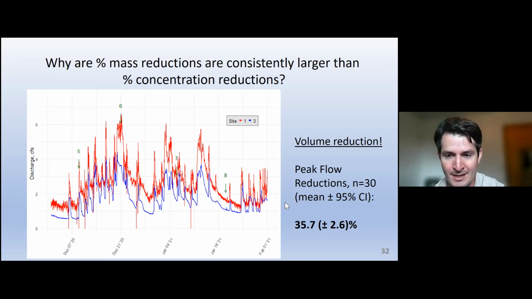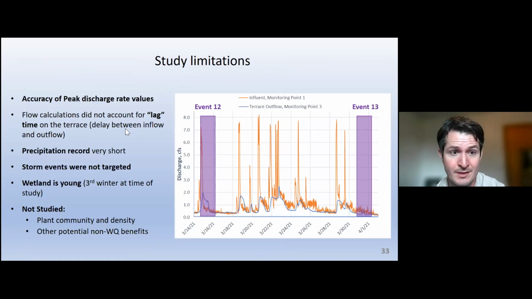So analysis of all the storms in this window you're looking at showed about a 36% peak flow reduction. So every 100 gallons that comes into the system, only about 64 gallons are leaving it, which is an important part of why they designed this constructed wetland.